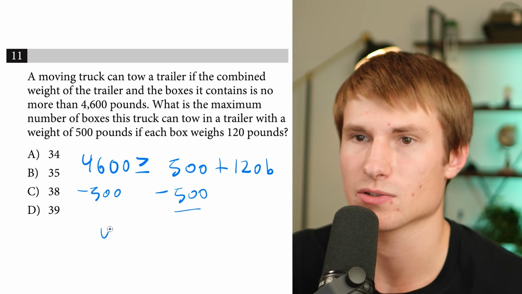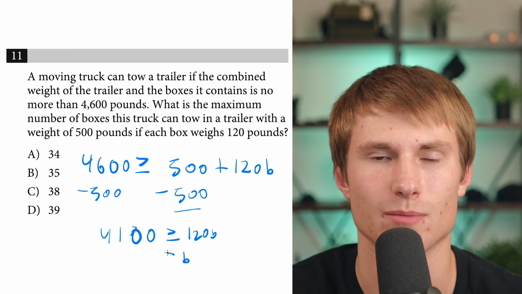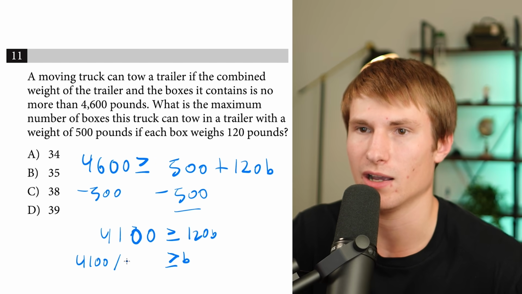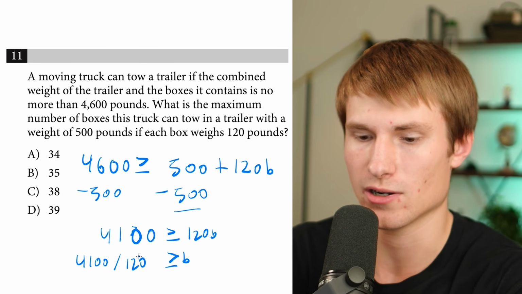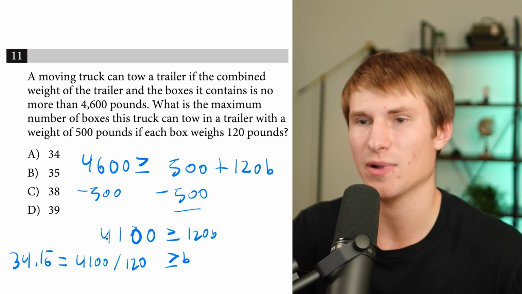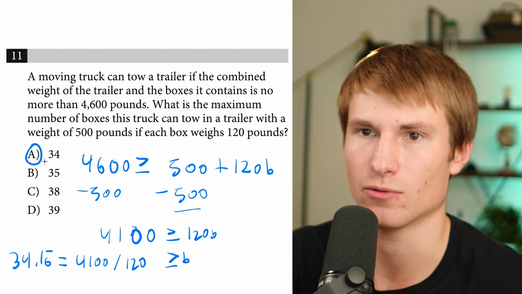That's going to leave us with 4,100 must be greater than or equal to 120B. We'll divide both sides by 120. 4,100 divided by 120, we can put that in our calculator. When you put that in your calculator, you're going to get 34 repeating. Now keep in mind that B has to be less than that, so the maximum number of boxes would be 34. So our answer is A.